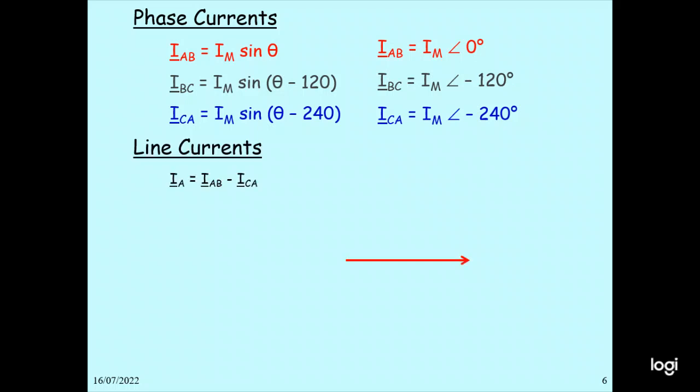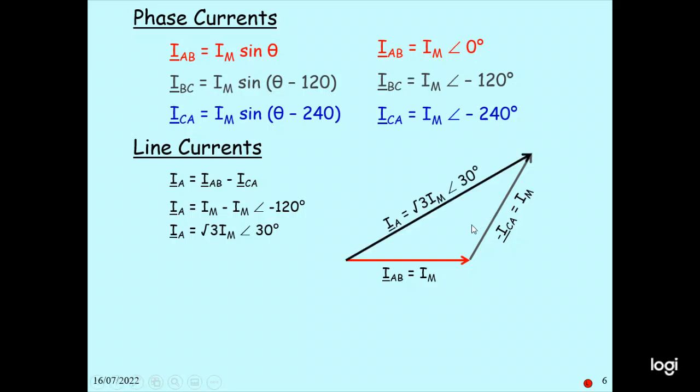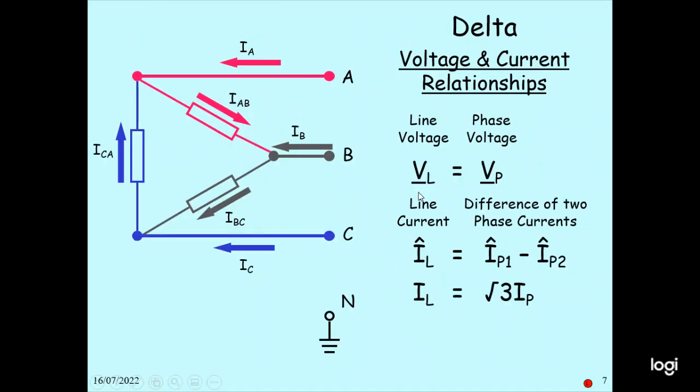Line current IA is equal to IAB minus ICA. So we see a better diagram: IAB is I_N, ICA is I_N. Then IA is equal to I_N minus I_N at minus 120 degrees, and you can calculate that. So IA equals root 3 I_N at angle minus 30 degrees. Therefore, for the delta connection, the voltage and current relationship is: line voltage equals phase voltage, VL equals V phase. Line current equals the difference of the two phase currents, IA equals I phase 1 minus I phase 2, which is also equal to root 3 times I phase.